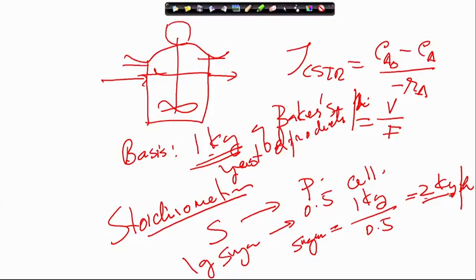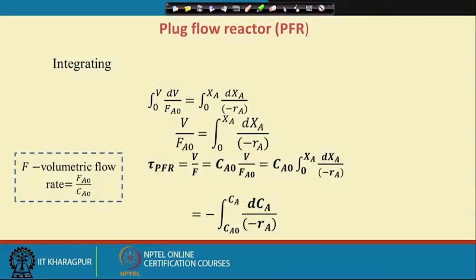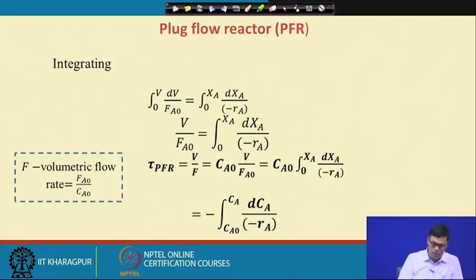This is provided your conversion is 100%, but usually your conversion cannot be 100%, maybe 95% or 98%. So again you divide by that factor, maybe 98%. So this is the exact amount of substrate required for your system. Now, if you know the initial substrate concentration in kg per unit volume, then kg will cancel and volume per unit time remains, which is the flow rate. Then you can easily find out the volume of the reactor. Similarly, you can do the same thing in the case of a plug flow reactor. This is how you can find out the volume of the reactor.